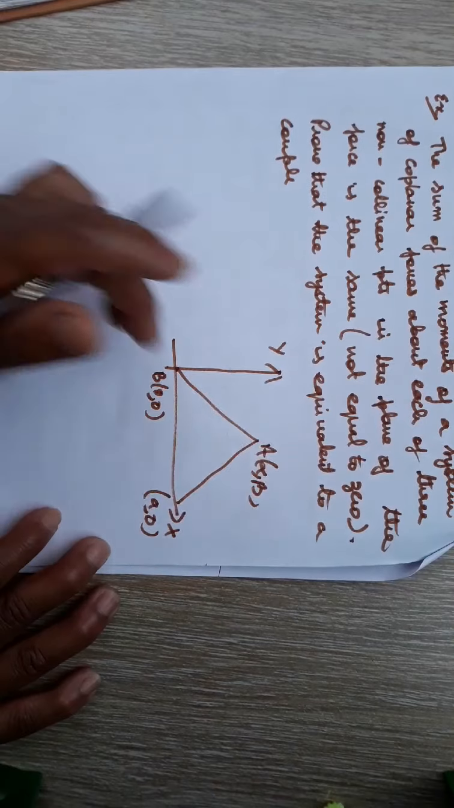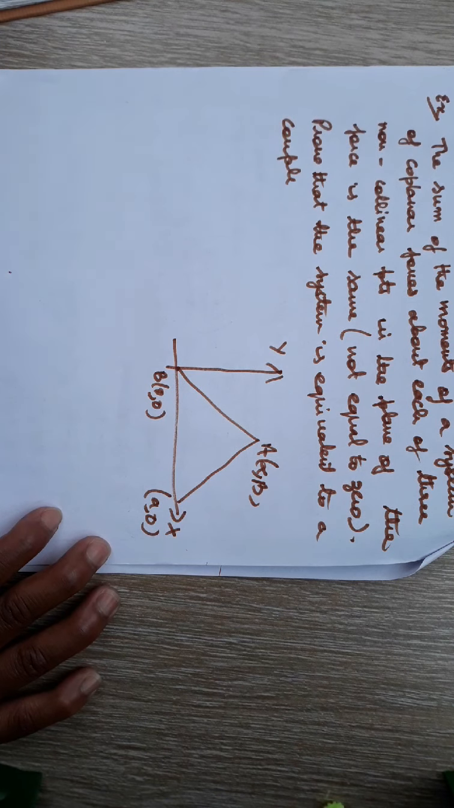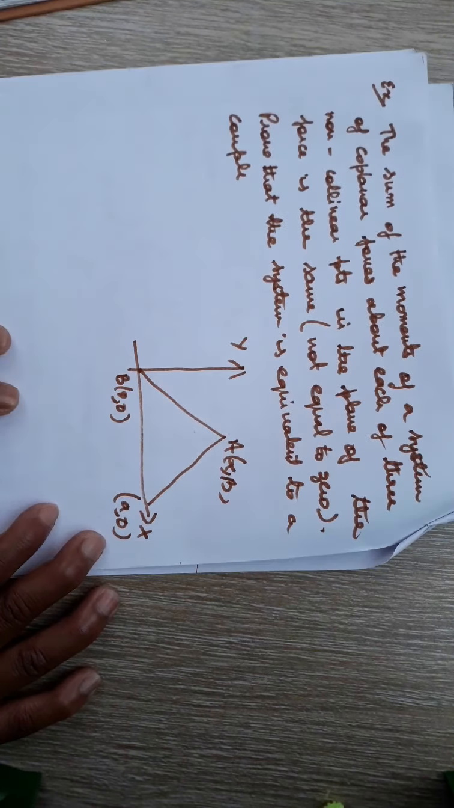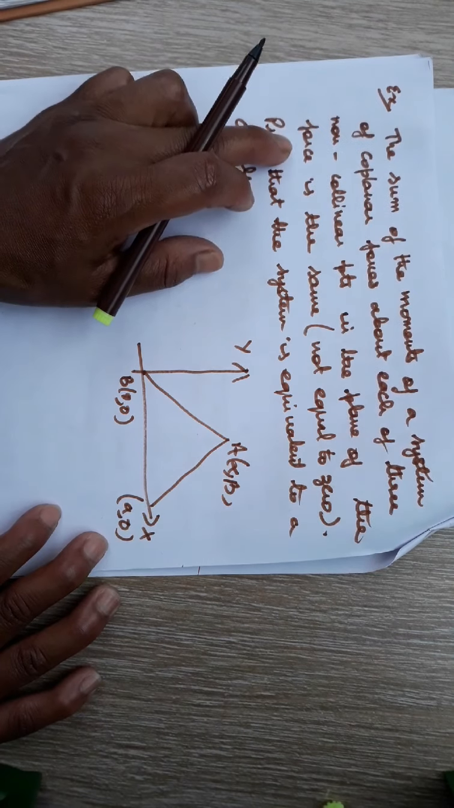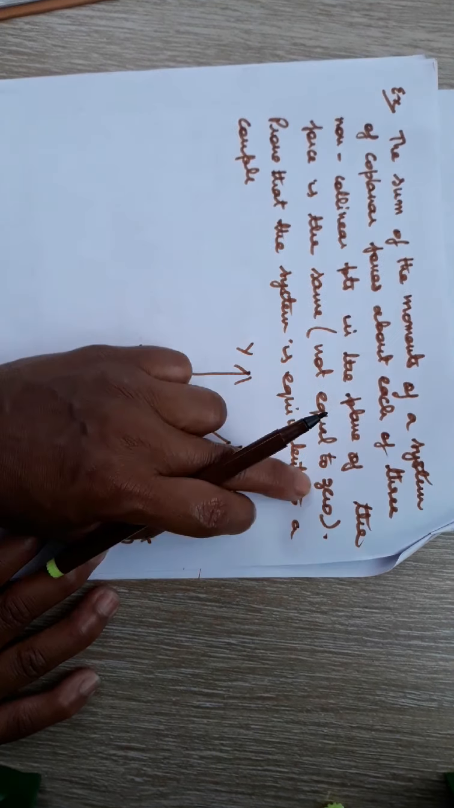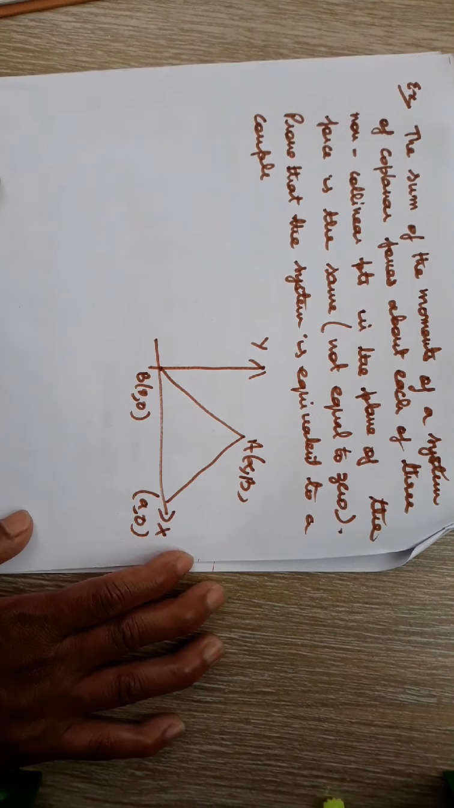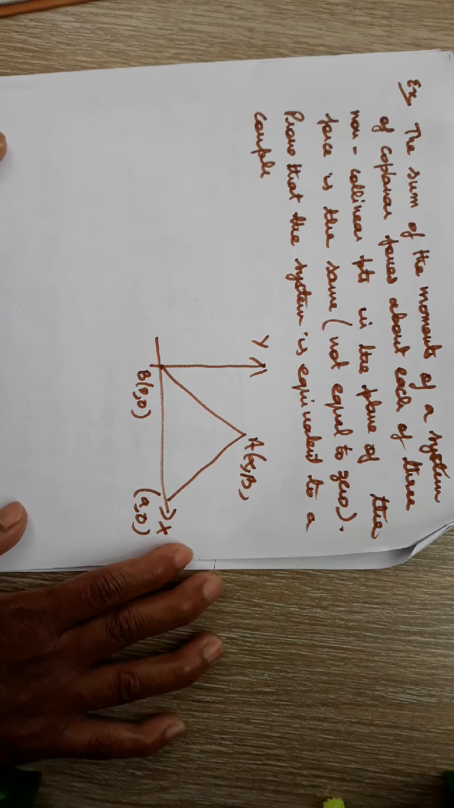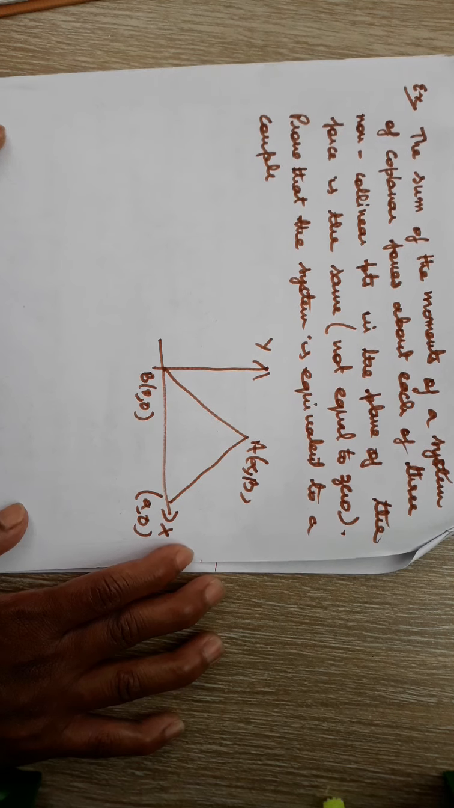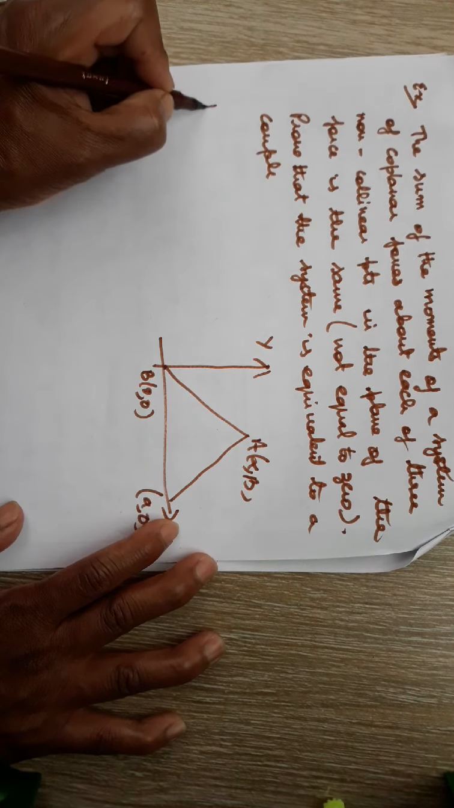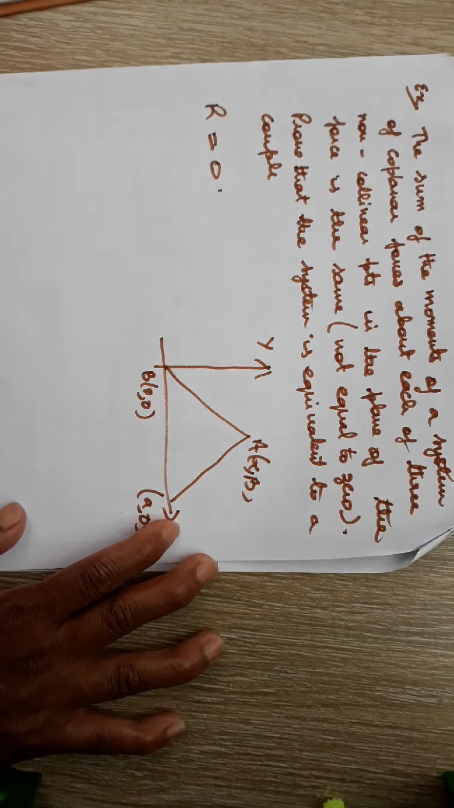The sum of the moments of the system of coplanar forces about 3 non-collinear points in the plane of the force is the same, not equal to 0. So the sum of the moments of all the system about 3 non-collinear points is given to be 0. What we have to show is that the system is equivalent to a couple, that is, the resultant R must be equal to 0.